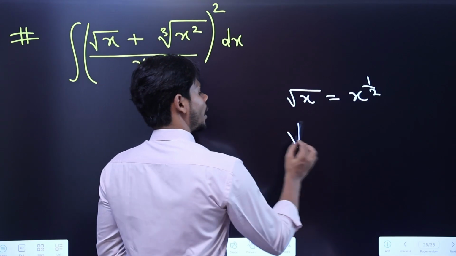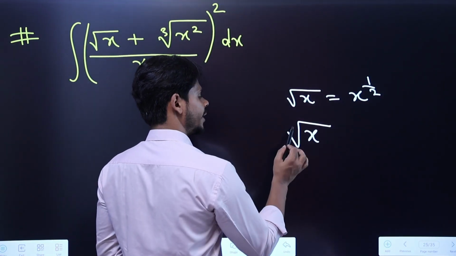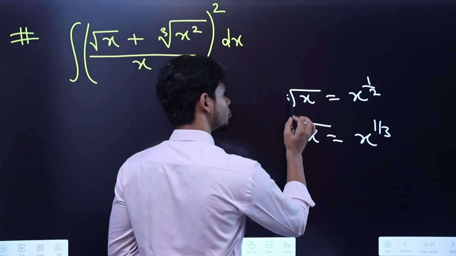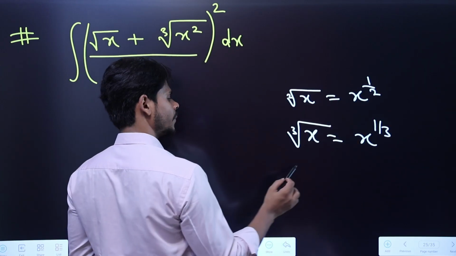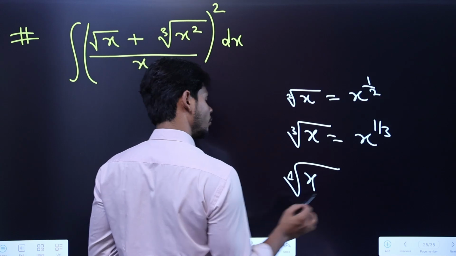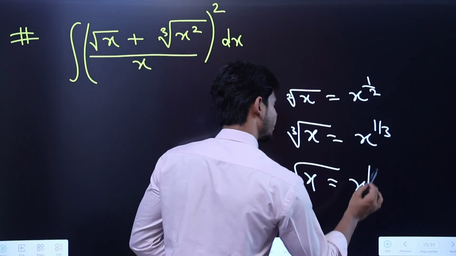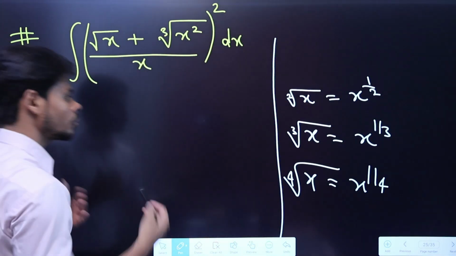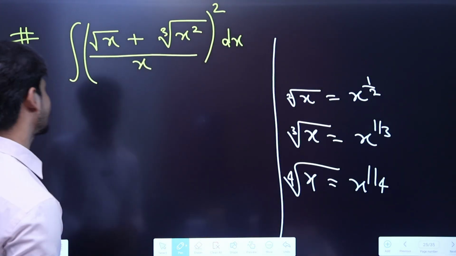But after 2, if I write 3 over here, it means x raised to power 1 by 3. It was 2, therefore it became 1 by 2, right? If I write the order as 4, it will become x raised to power 1 by 4. Got this concept? This is the concept that students don't know, and here basically they suffer.